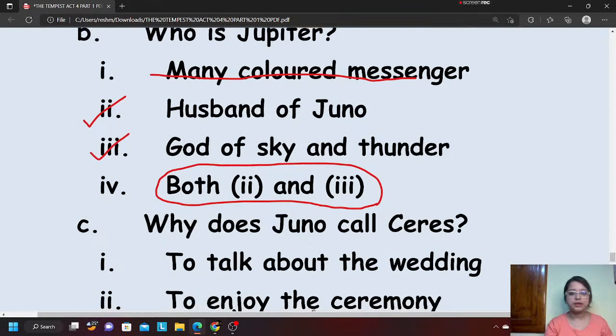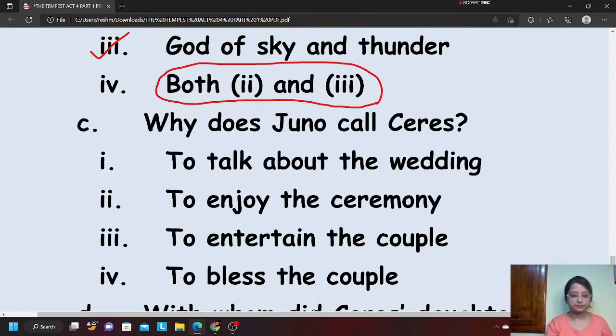Alright, now let's come to question number C. Why does Juno call Ceres? First option is to talk about the wedding. Option number 2 is to enjoy the ceremony. Option number 3 is to entertain the couple. Option number 4 is to bless the couple.